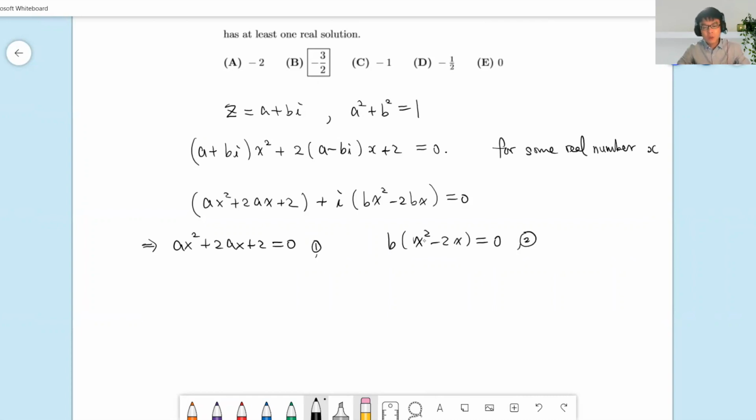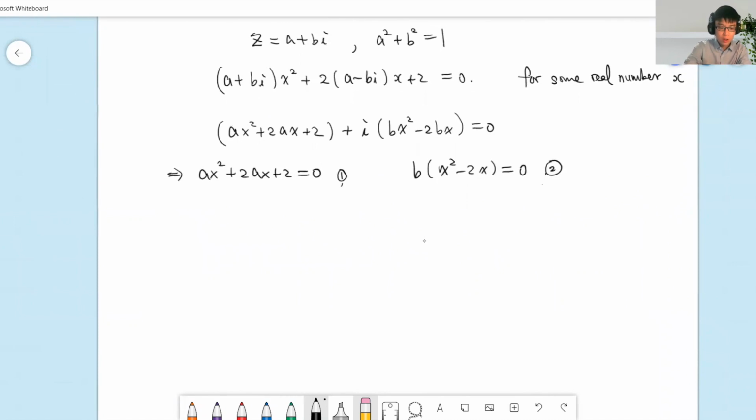Now from the second equation, it's quite easy to see the roots. However, we should still pay attention to b. Probably b could be 0. So let's discuss the cases, okay? First case, we should discuss if b could be 0. If b equals 0, because a squared plus b squared equals 1, we must have a squared equals 1. This helps to determine z, right? Well, there are just two cases.